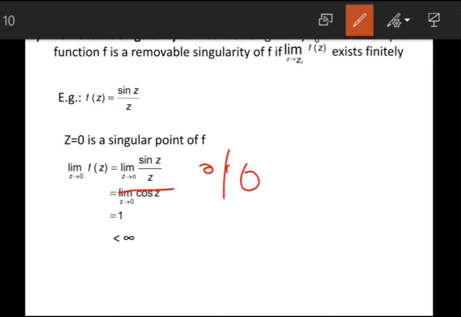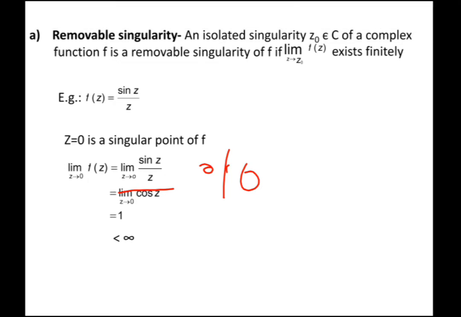So which can be written as limit z tends to 0 cos z. That is, here we are differentiating the denominator and the numerator separately. So we get limit z tends to 0 cos z, that is equal to 1, which is finite. So here we can say that limit z tends to 0 f of z exists finitely. So here z equal to 0 is a removable singularity of the given function sin z by z.